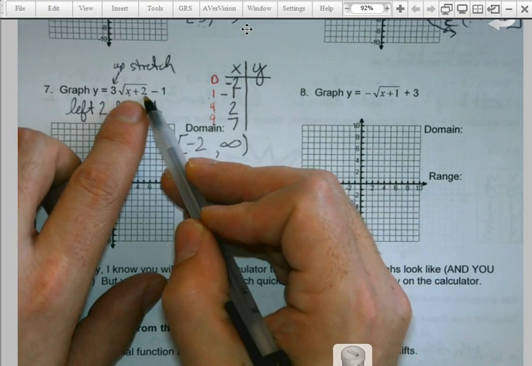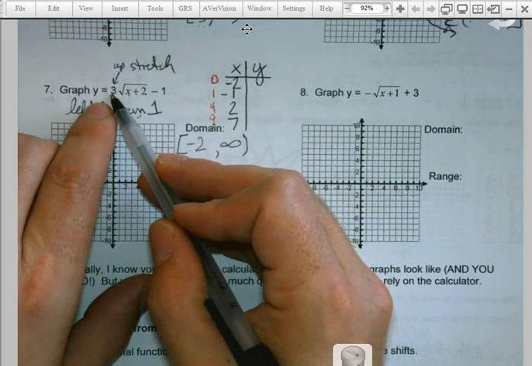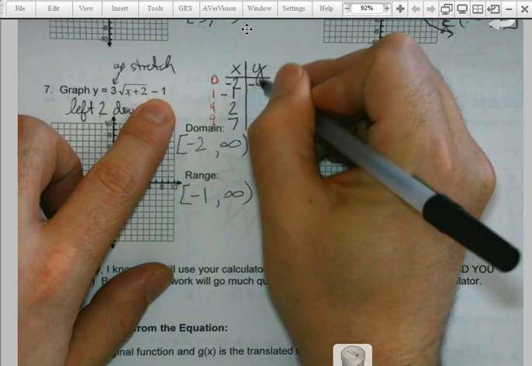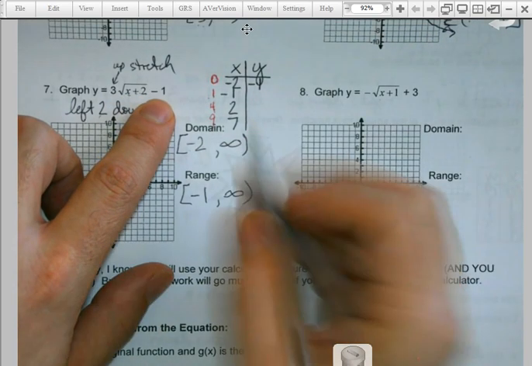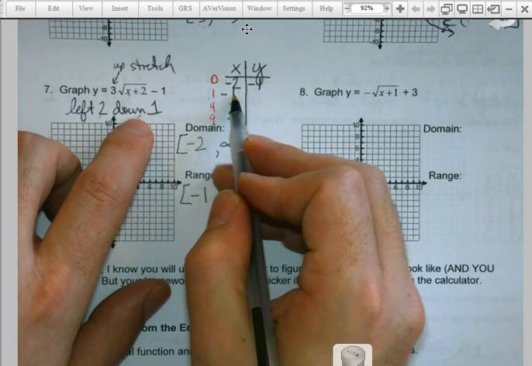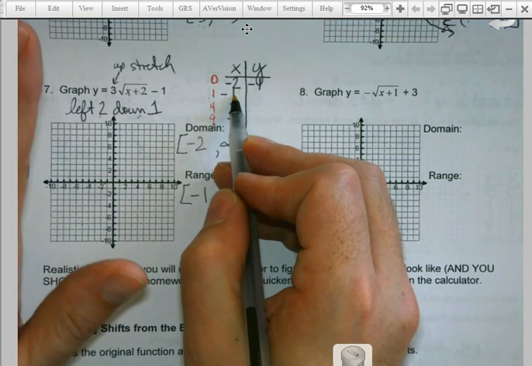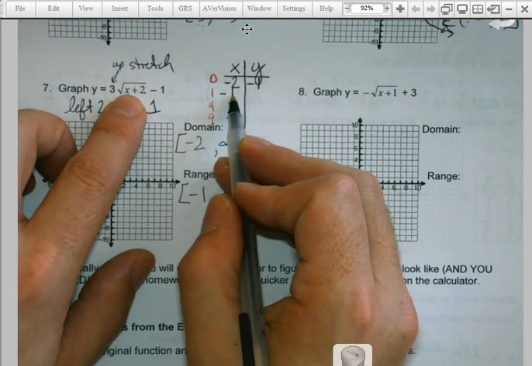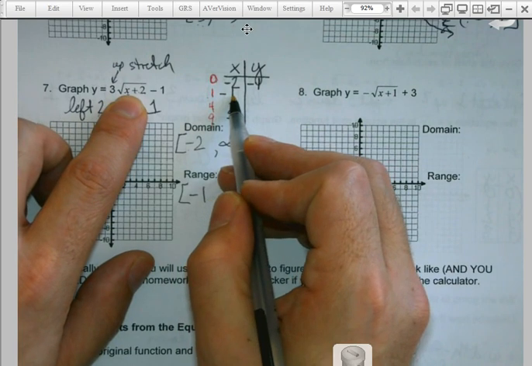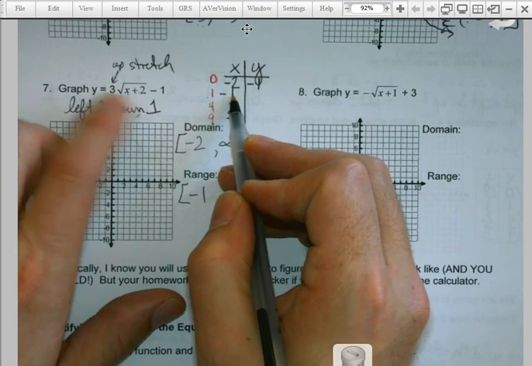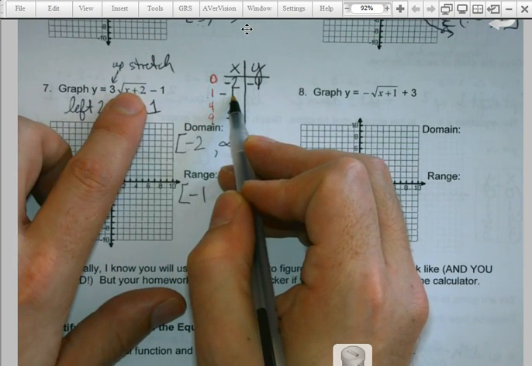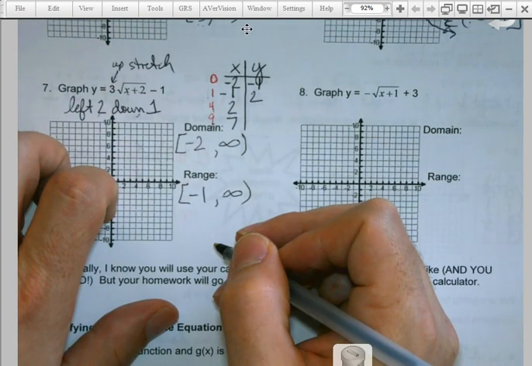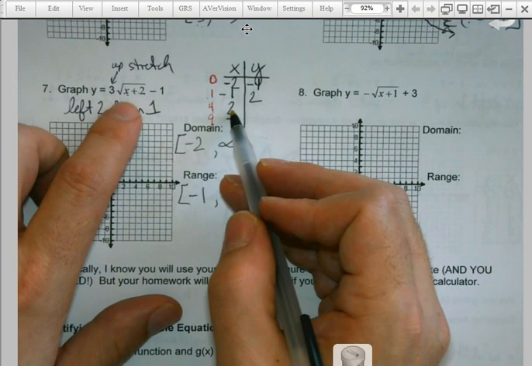-2 plus 2 is 0. 3 times 0 is still 0. -1 is -1. If I move to the next one, and I'm going to show you this on the table in the calculator in a minute, just so you know you can check. -1 plus 2, because I'm just plugging in for x, is 1. Well, the square root of 1 is 1. So 3 times 1 is 3. -1 is 2. And again, even if you want to plug this in on a regular calculator, you could.